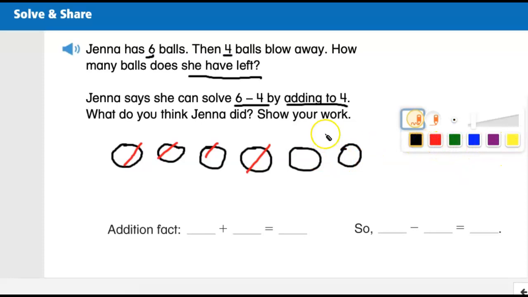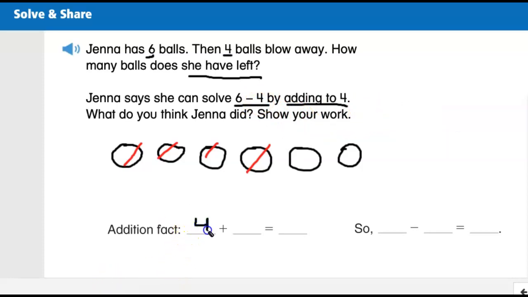But in our problem, it said that Jenna thinks that she can solve what 6 minus 4 is by adding 4. So in our addition fact, I know I'm going to at least have a 4, because that is what Jenna wants us to work with. But if I know that my total number of balls that Jenna had was 6, I know that in my total down here, I'm going to have 6. So right now I have 4 plus a number is equal to 6. Let's look back at our picture that we drew. When the 4 balls left, we were left with how many balls? We were left with these 2 balls here.